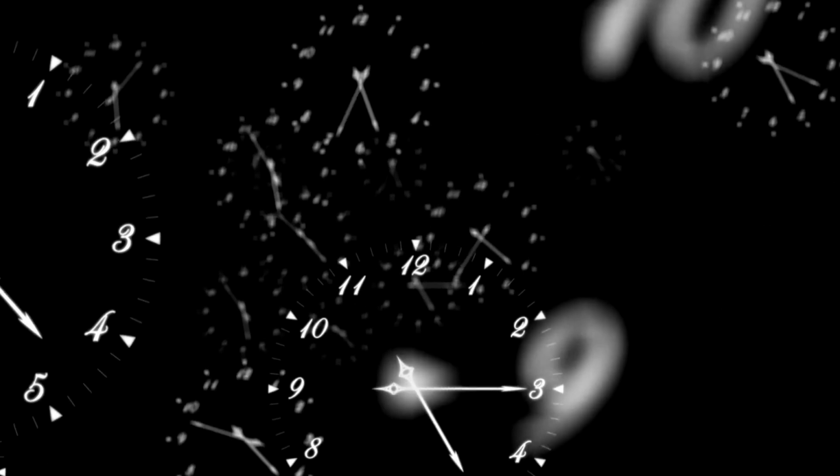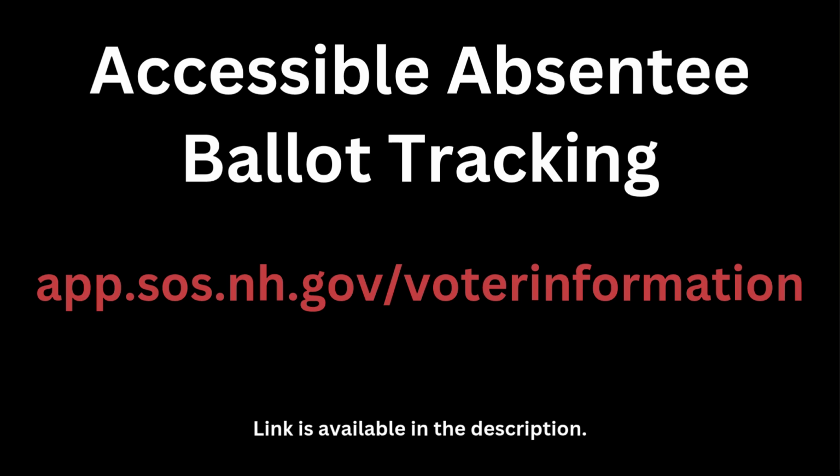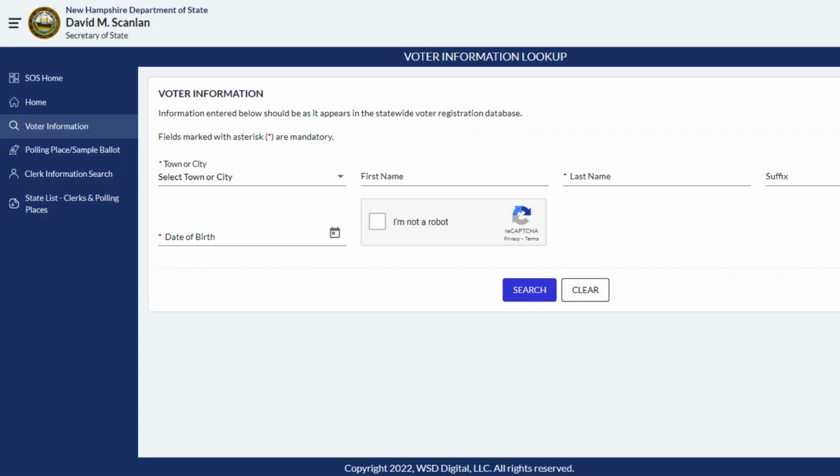Great! So you've notified the Secretary of State's office, and now you're waiting for the ballot to be made available and for your voting materials to be mailed to you. While you wait, you can go to the Secretary of State's website to track your absentee ballot. The link will be in the description. From the website, you'll be able to verify the receipt of your application and obtain the date when your absentee ballot materials were mailed to you.